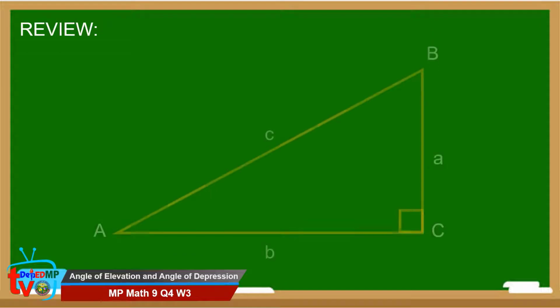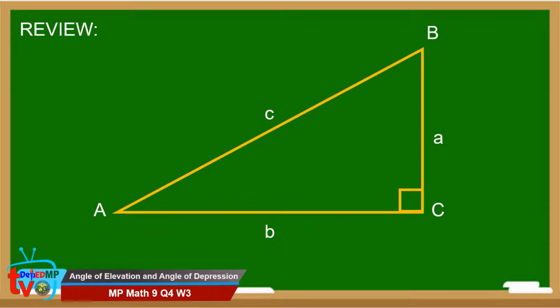How about the other acute angle? Using acute angle B, its opposite side is b. Side a is the adjacent side, and side c is still the hypotenuse side. Did you understand the parts of any right triangle affecting its sides and angles?